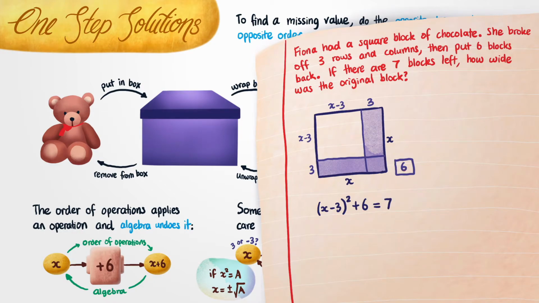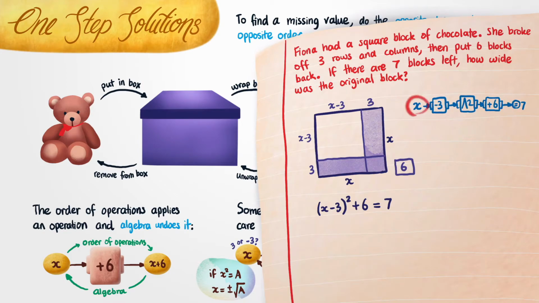Another way to also visualize this problem is to imagine starting with x blocks. So if you started with x, the first thing she did was she took away 3, so you have x minus 3. Now after this, once you've got x minus 3, you have to square it to turn it into this square, so we have x minus 3 squared. After taking this square, we then added on that 6, so we can add 6 to this as well. But then after all of this, we were left with exactly 7 blocks.